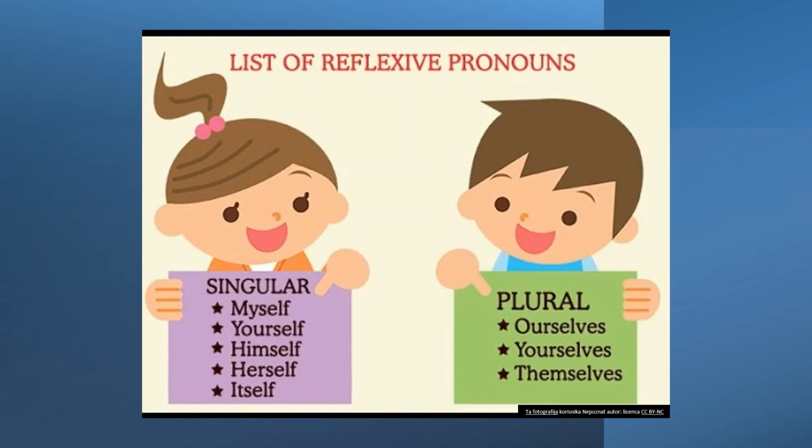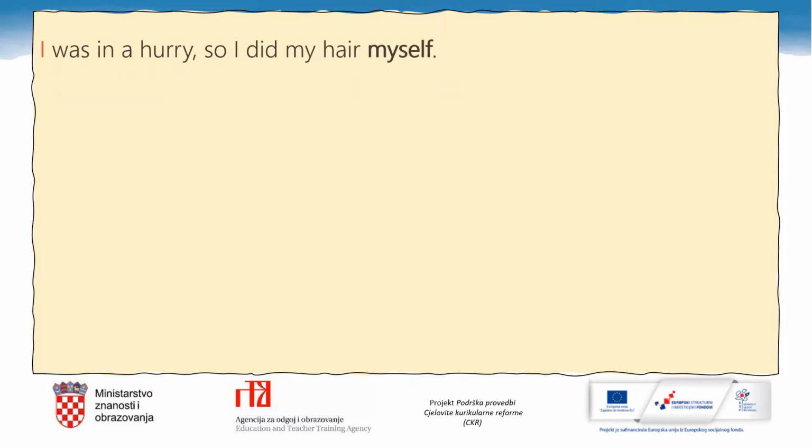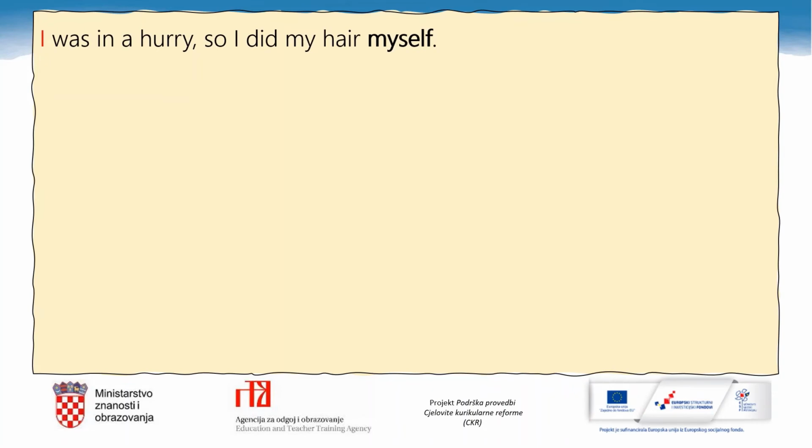Molim vas, pogledajte dobro. Kako završavaju ove zamjenice? Na koje nastavke? Tako je, u jednini završavaju na self, a u množini na selves. Sada ćemo na primjerima bolje promotriti što se zapravo događa. I was in a hurry, so I did my hair myself.